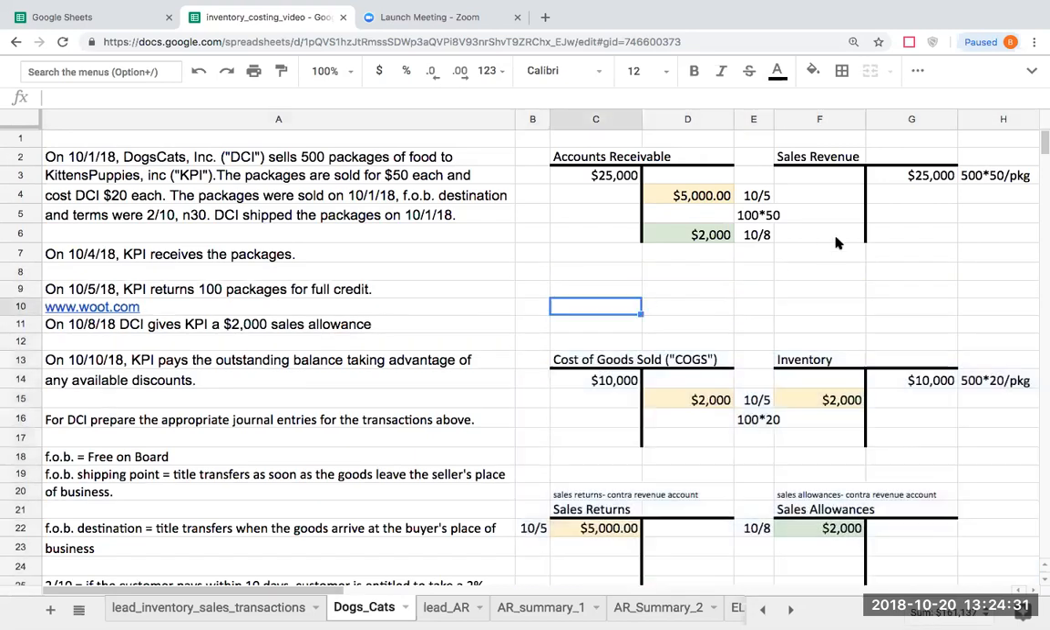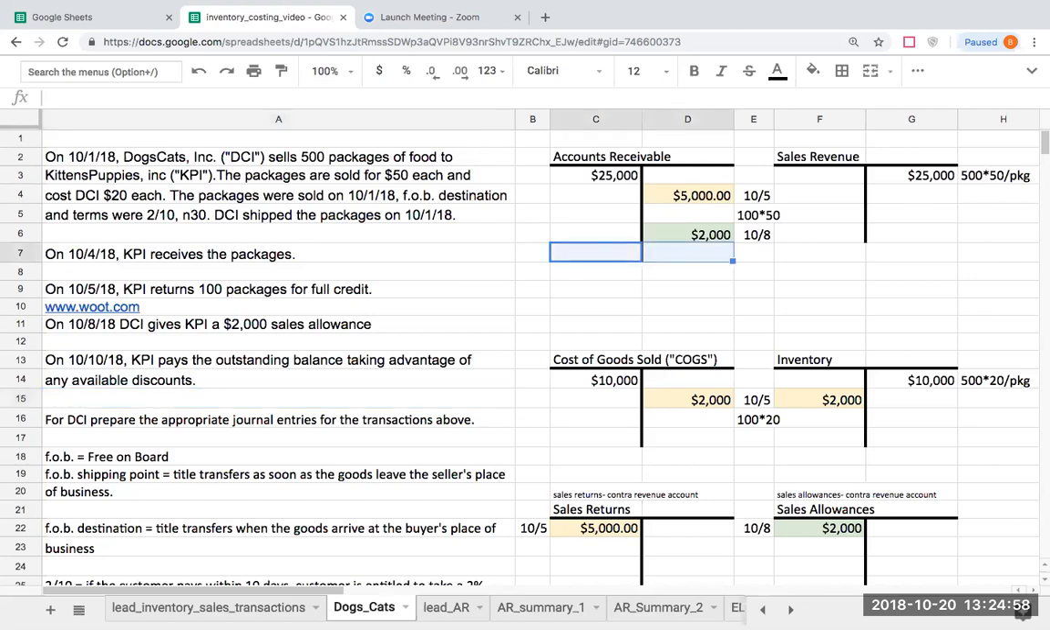So with that being said, we're now at October 10th. So KPI is paying the outstanding balance, taking advantage of any available discounts. So is KPI paying within 10 business days? The answer is yes. We bought it on October 1st. It's now October 10th. That is within 10 business days.